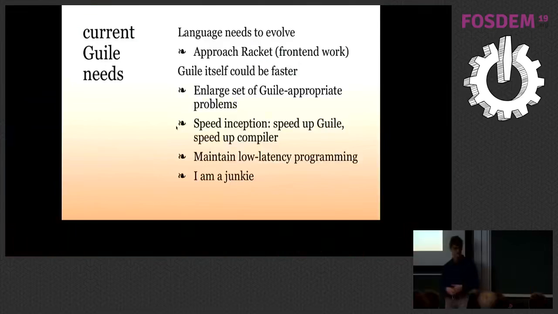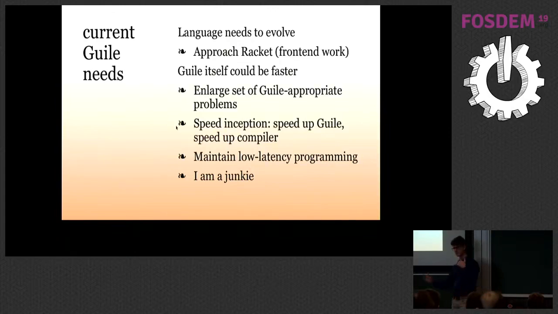What's our purpose? I think on one side, the language itself needs to do a bit of evolving. We haven't really changed the language that Guile implements in a long time. And so we need to update a bit. And I think probably for me, we need to approach Racket. We need to be closer to Racket somehow. That's all front-end work, mostly. I've been working mostly on the back end. Guile itself could be faster. I think more kinds of programs could be written in Guile if Guile were faster. And that's what I've been working on.